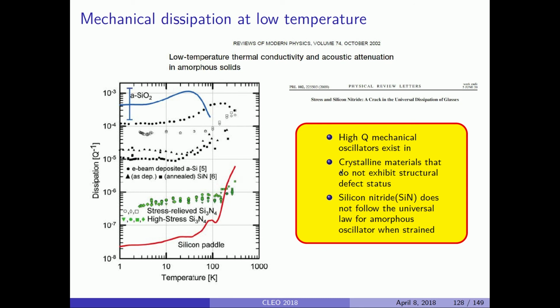Now, a couple of years later, there's another paper that came out by Papia, saying stress and silicon nitride, they crack in the universality of dissipation of glasses. What they did is an experiment where they measured the Q as a function of temperature. You see, for instance, silicon here. This is inverse Q, okay, so low values mean high quality factor.